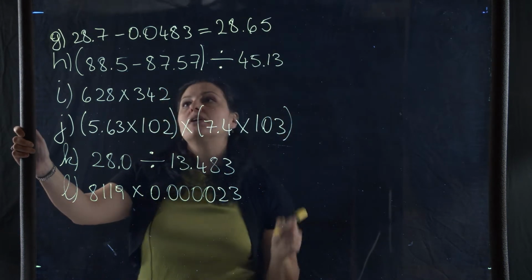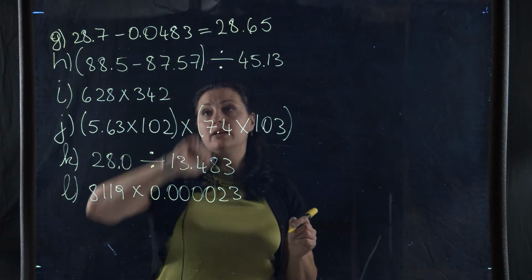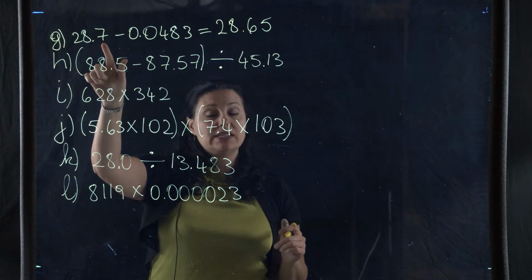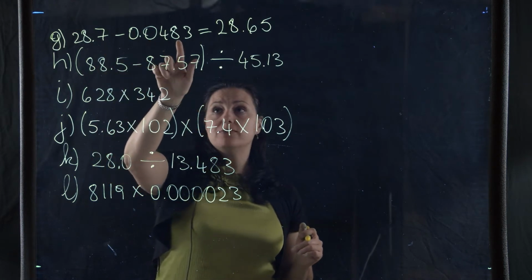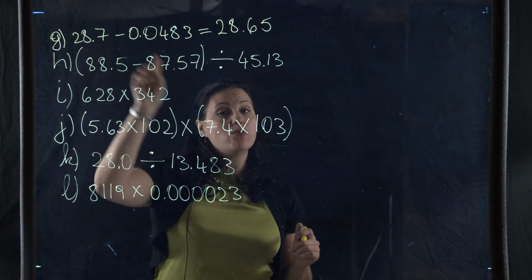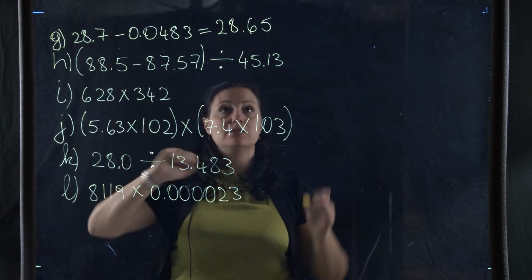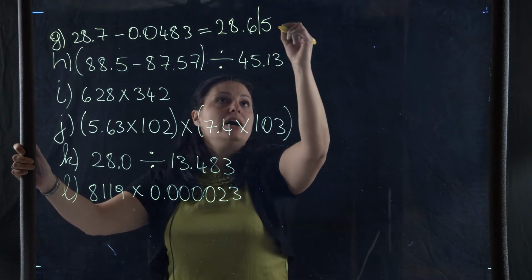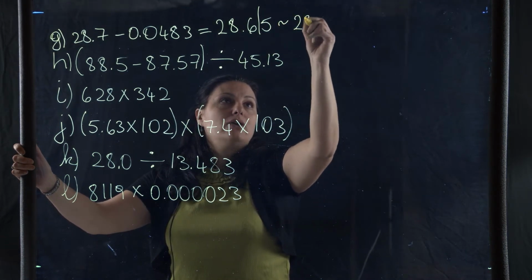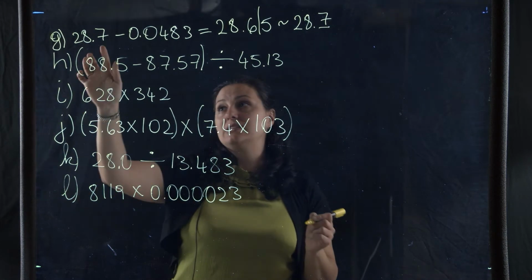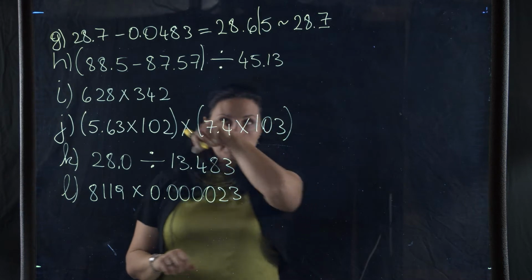28.65. Now, because I'm subtracting, I need to look at the numbers after the decimal point. 28.7 has 1, 0.0483 has 4, which means that my answer can only have one digit after its decimal point. So I have to cut it off right here. Now, because this is a 5, I need to round up, so 28.7. I have one digit after my decimal place as this one.